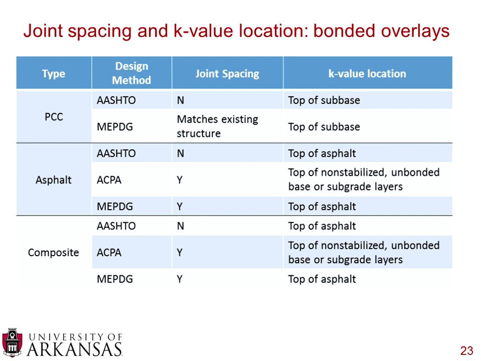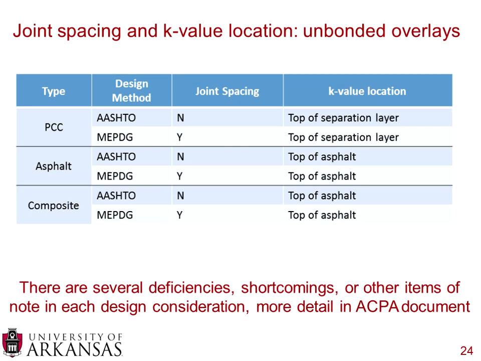And you can see the same with the composite: for AASHTO and MEPDG, the K value is at the top of the asphalt, whereas ACPA is on the top of the non-stabilized unbonded base or subgrade layers. So we're trying to understand what joint spacing is recommended with each of these systems and design methods, and also where the K value is. And this is just for bonded overlays.